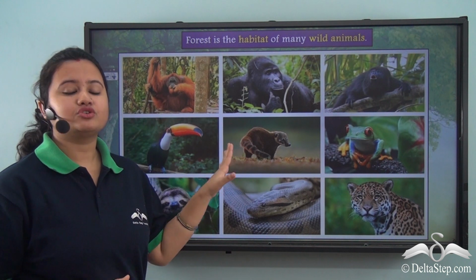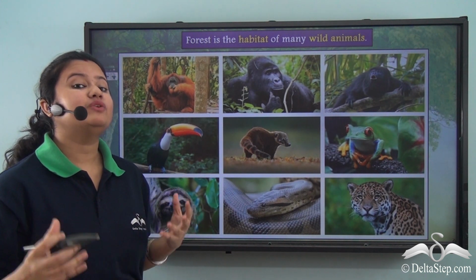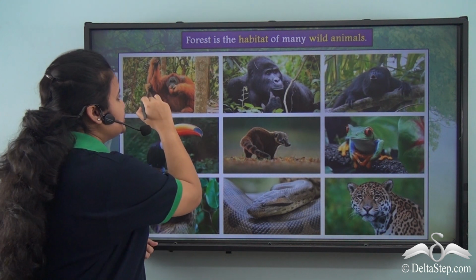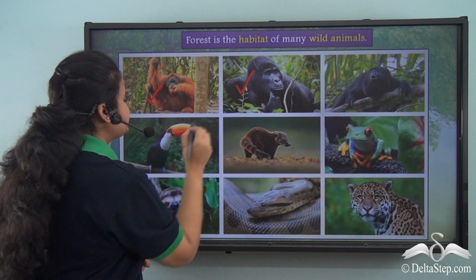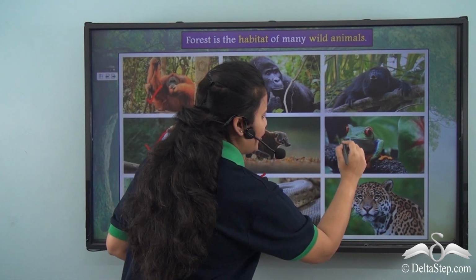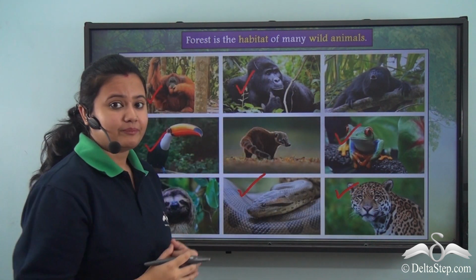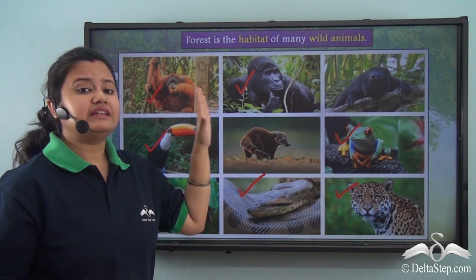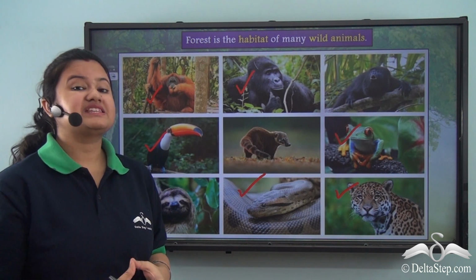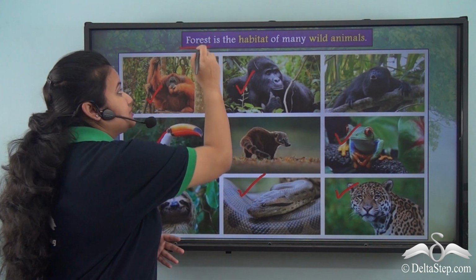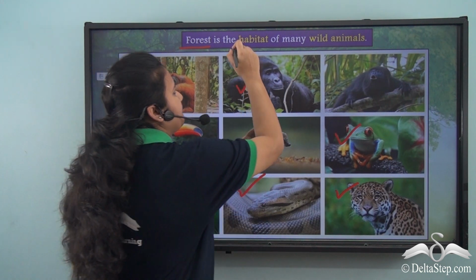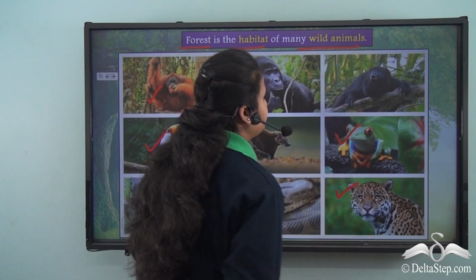Now in this photo collage, we can see many wild animals. Let's identify them. We can see chimpanzees, gorillas, toucans, which are birds, snakes, frogs, leopards, etc. Now where do you think these animals live? Yes, these animals live in forest. So forest is the home or natural habitat of many wild animals.